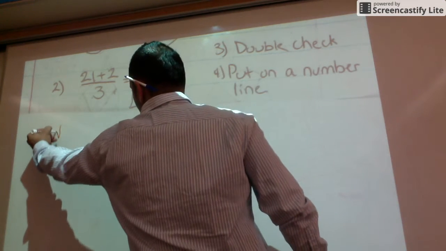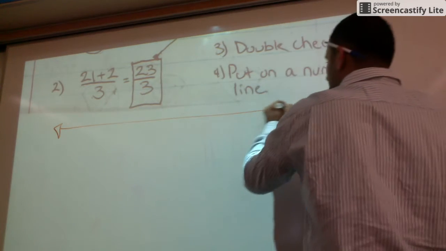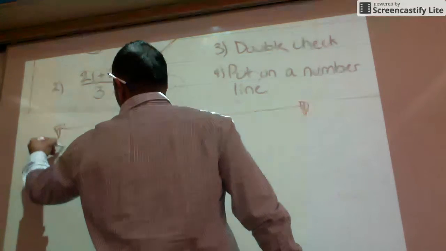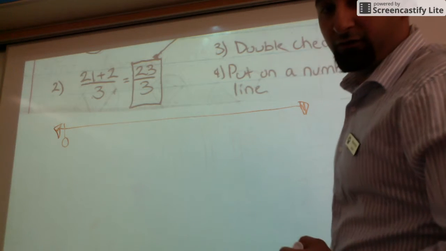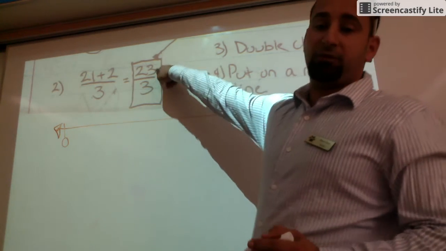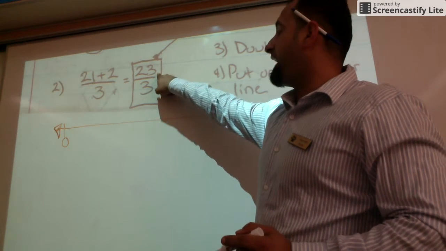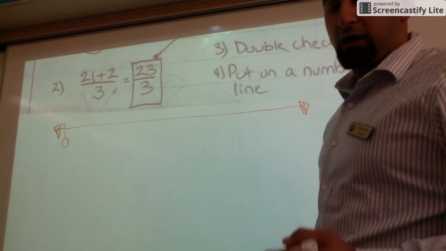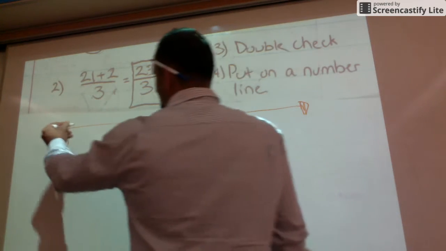So we're going to start from 0. Hopefully you guys can see that. And what I'm going to do is now I need 23 pieces, right? And then every 3 pieces is going to be 1 whole. Okay? So I'm going to start by making 1 piece.